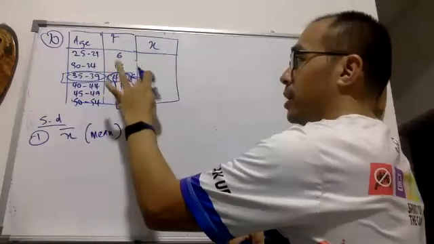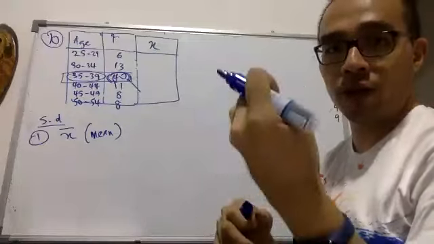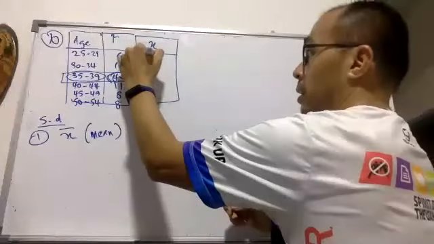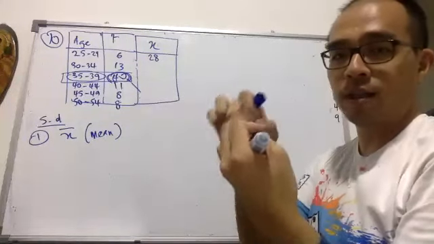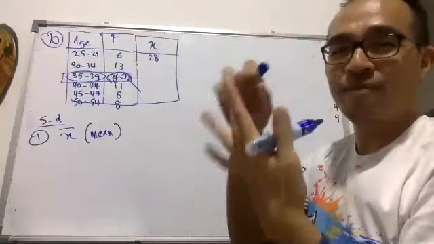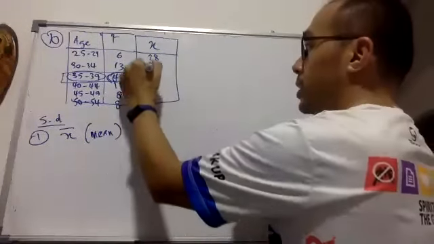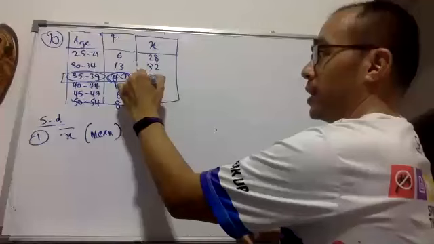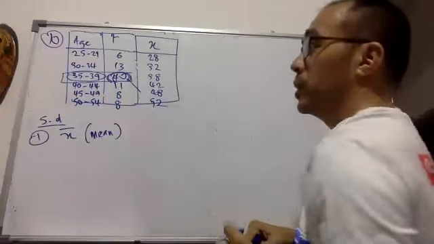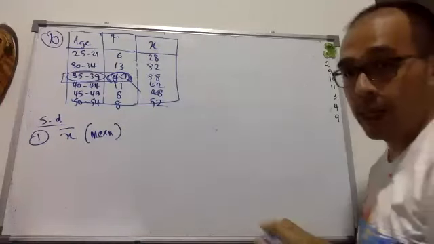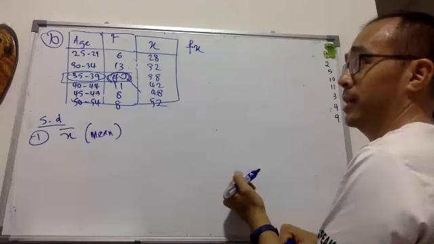Do you remember how to find the midpoint of every class? Very easy. 25, 26, 27, 28, 29. The midpoint is 28. 30, 31, 32, 33, 34. The midpoint is 32. 31, 32, and so on and so forth. 38, 42, 48, and 52. Then the next jadual is the frequency times the midpoint.